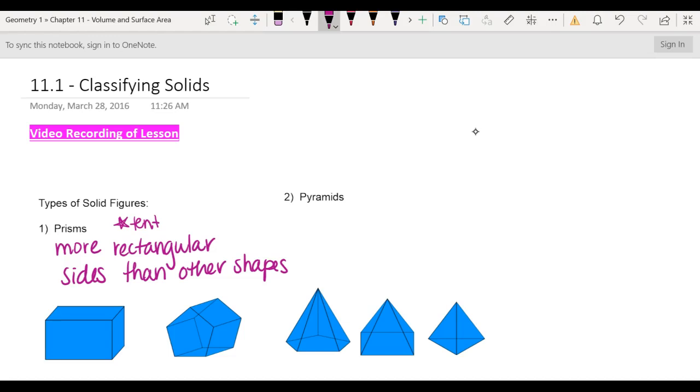Pyramids have more triangles than other shapes. All of the sides in it are triangles, and then it'll have one base that is a different shape.